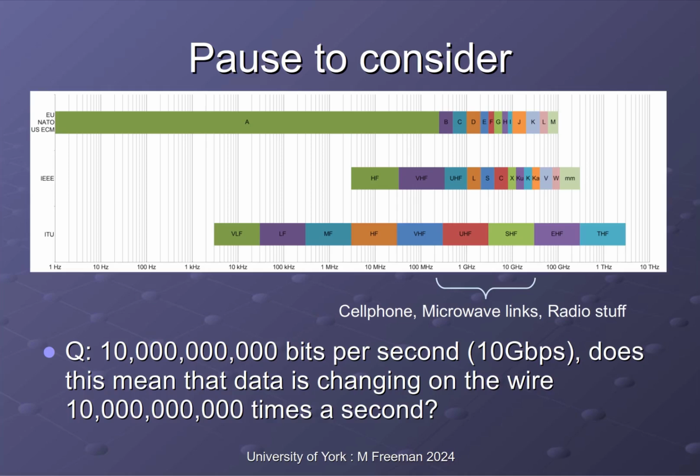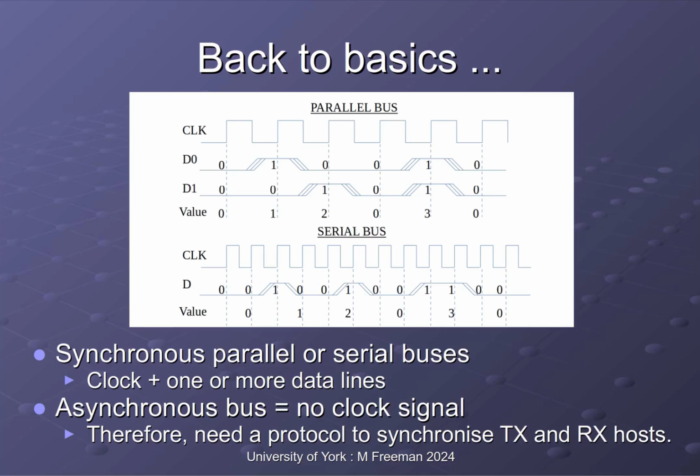And the additional advantage of that is obviously copper wire will act as an antenna. It will pick up electromagnetic interference, whereas a fibre cable is completely immune to that, which makes it a lot more reliable.